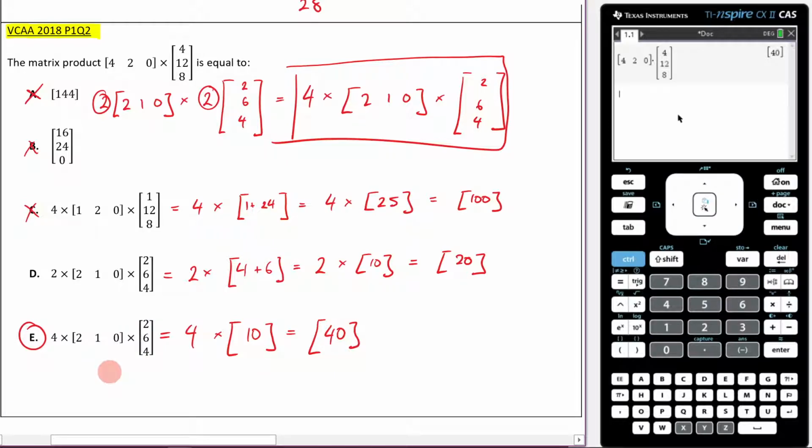Moral of the story, you need to know how to do matrix multiplication. Don't worry too much about this way. If that kind of freaked you out, you just need to know this.